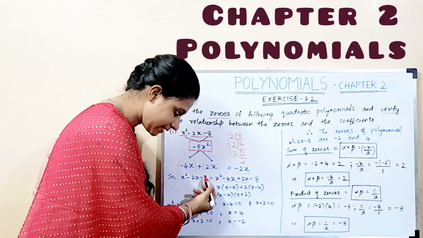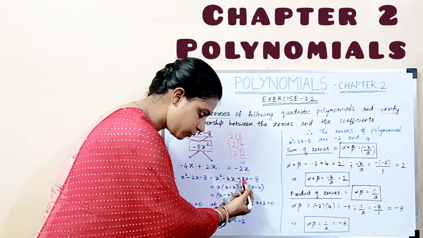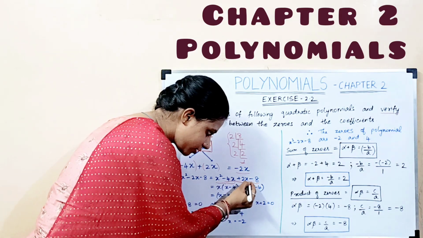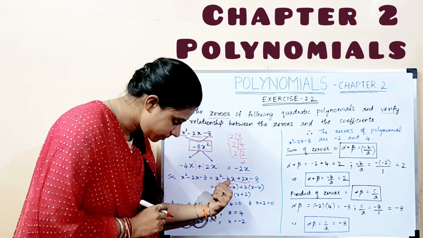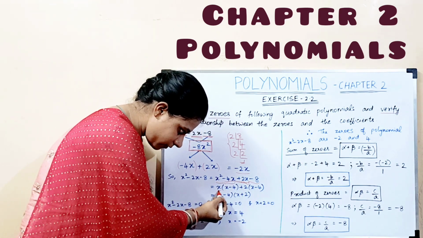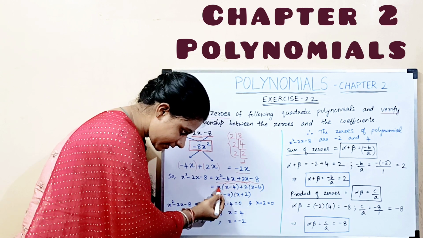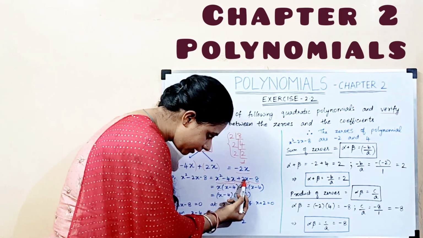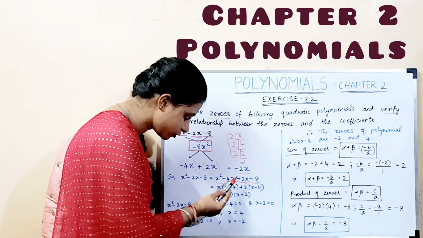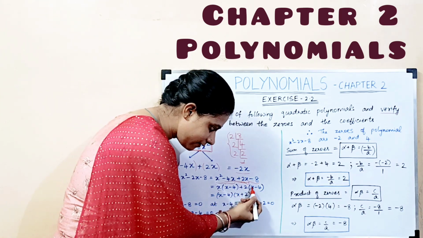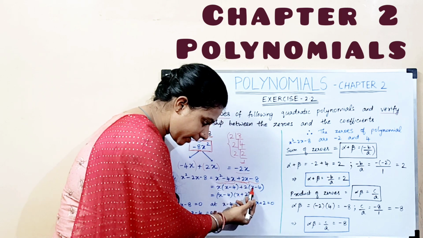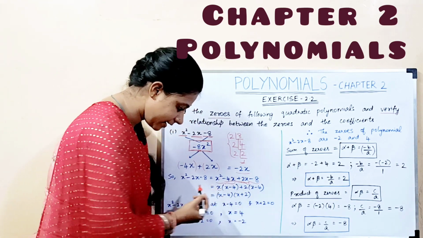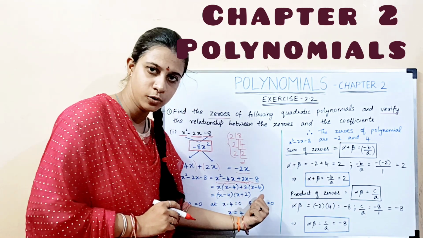X square minus 2x minus 8 is equal to x square minus 4x plus 2x minus 8. Now we can combine these two terms and these two terms. So in these two terms x is common. So when we take x out, we will get x minus 4, that is x into x, x square, x into minus 4, minus 4x. Now coming to the second half, in these two terms, 2 is the common factor. So 2 we are taking it out, and inside we will get x minus 4. 2 into x, 2x, 2 into minus 4, minus 8. These terms we are representing it as x into x minus 4 plus 2 into x minus 4.